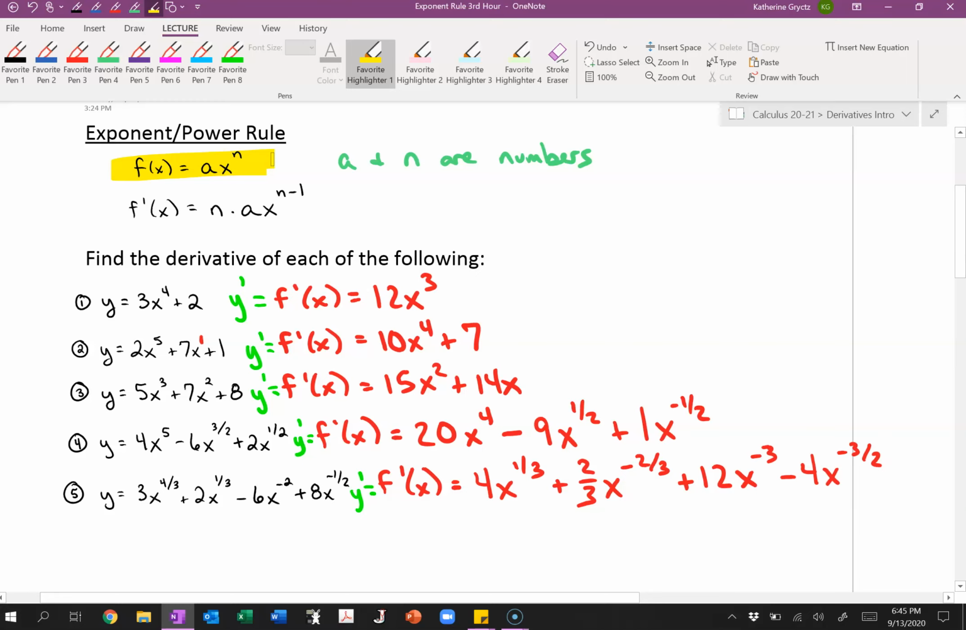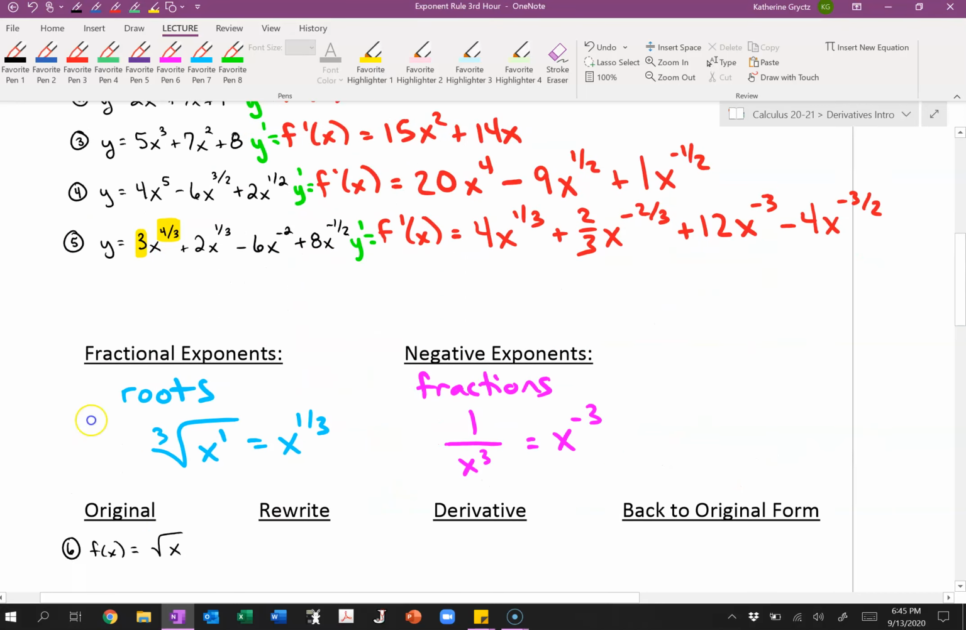It can't have a division sign in it. It can't have a radical in it. It is number x to the number. And so you may have to rewrite your original question so that it looks like that. And so even with the fractions, we had number x to the number. But they don't always come like that originally written.